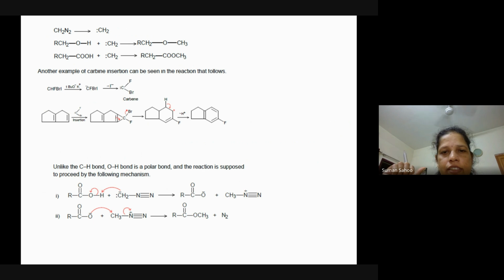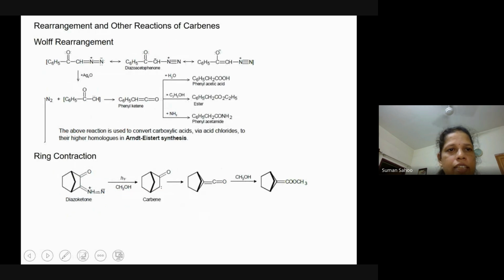So you have different types of insertions, and in this insertion also you just see there is an increase in ring size, expansion of ring size occurs. Next comes the rearrangement of carbenes.